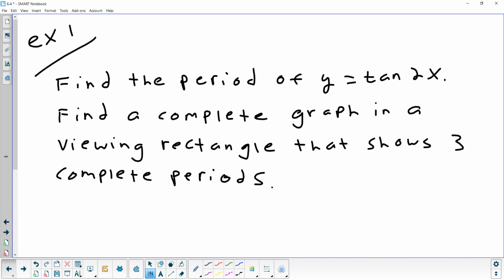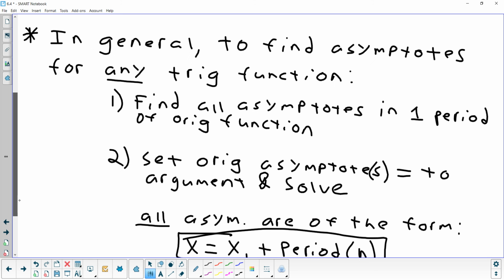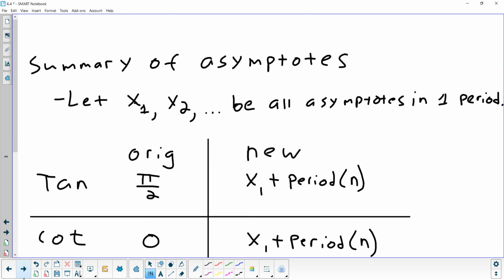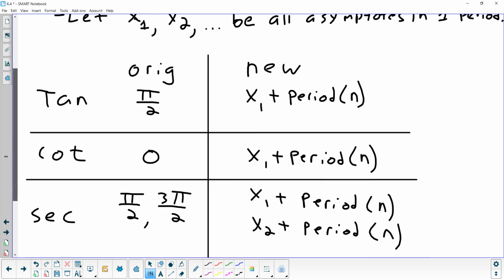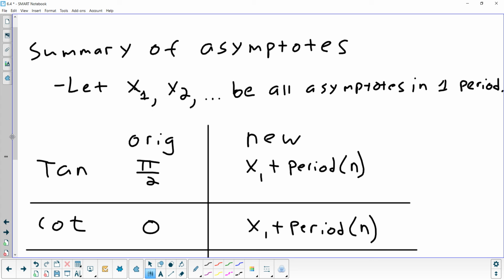All right, so there's a chart that we're going to use to figure out how the asymptotes are going to move. Because when you do a transformation, everything moves. Right? The graph moves, the asymptotes move, the intercepts move, everything moves the same way. So how would we figure out where the asymptotes are going to be if we do a transformation? Well, the first step is to know where the original asymptotes are. Okay, I'm going to show you guys this chart again in a little bit, but I just want to focus on the tangent and the cotangent part.